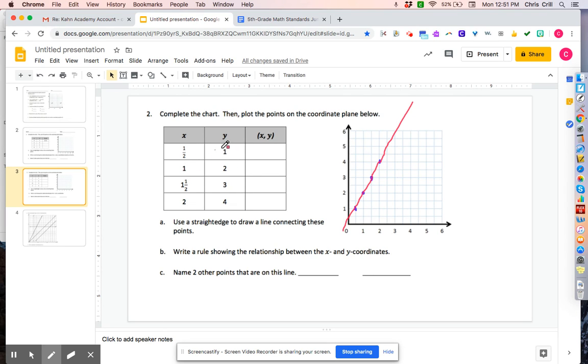Well, what if we multiply x? Because I'm looking at here and I see a 1. 1 times 2 is 2. This is what really gave it away to me. 2 times 2 is 4. Well, if you multiply a half times 2, 1/2 times 2 is 1. 1.5 times 2, well, that equals 3.